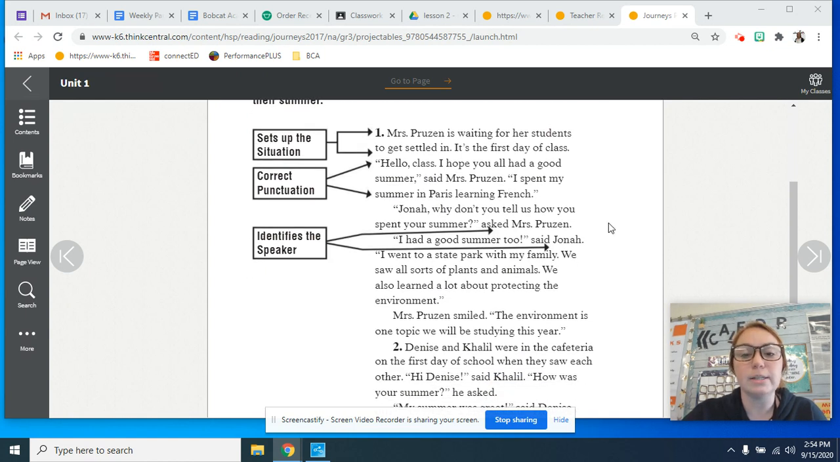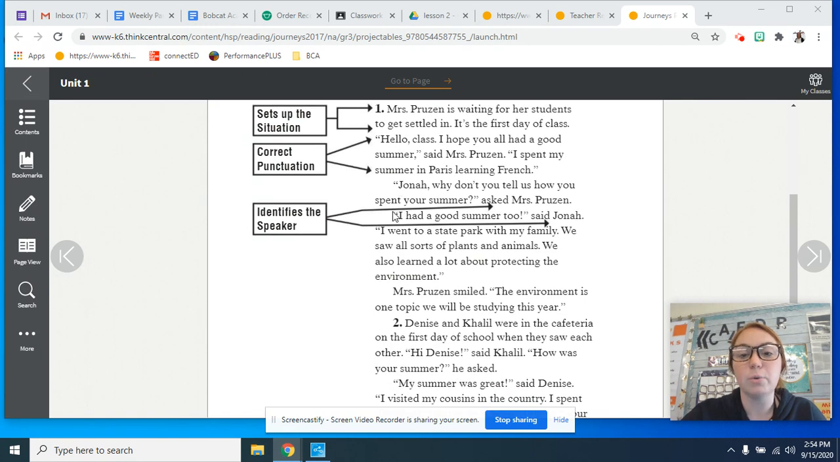"Jonah, why don't you tell us how you spent your summer?" asked Mrs. Prusen. Then there's more quotes. "I had a good summer too," said Jonah. "I went to a state park with my family. We saw all sorts of plants and animals. We also learned a lot about protecting the environment." Mrs. Prusen smiled. "The environment is one topic we will be studying this year."